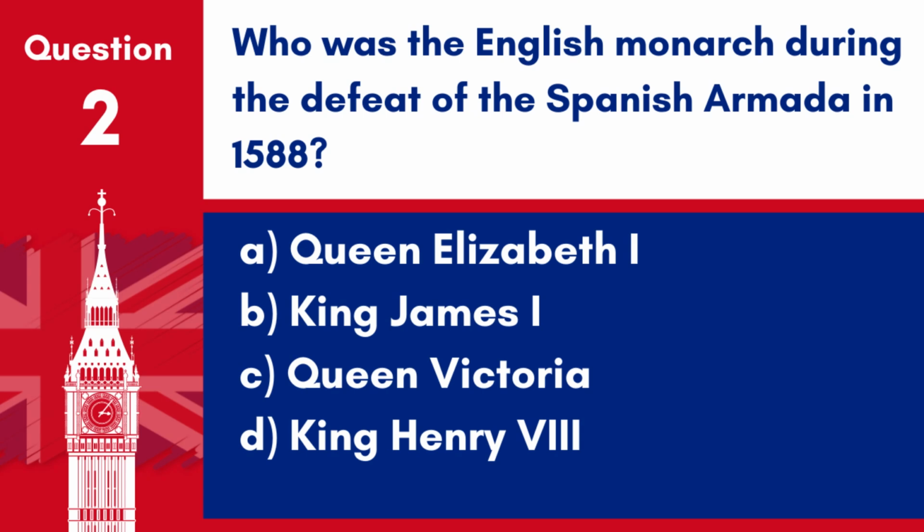Question 2. Who was the English monarch during the defeat of the Spanish Armada in 1588? A. Queen Elizabeth I. B. King James I. C. Queen Victoria. D. King Henry VIII. Answer. A. Queen Elizabeth I. Queen Elizabeth I was the monarch during the time the English fleet defeated the Spanish Armada in 1588.